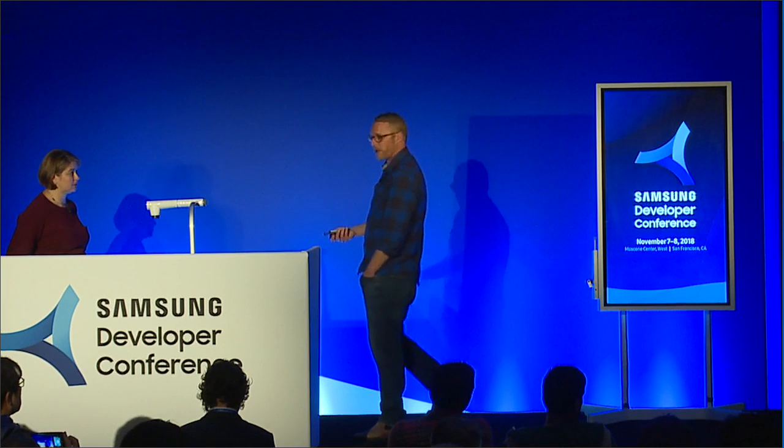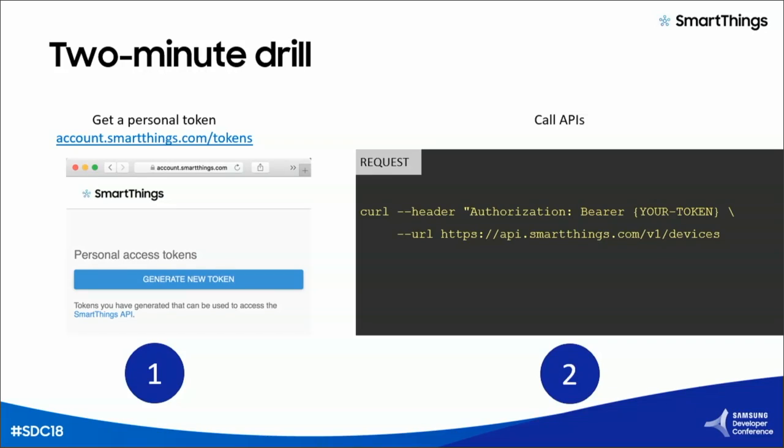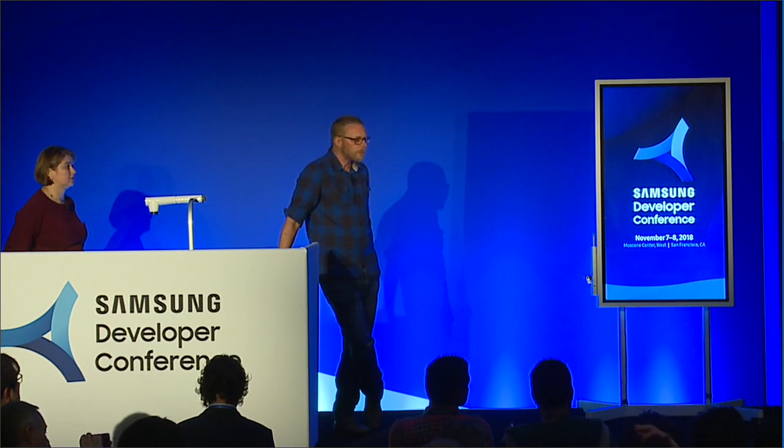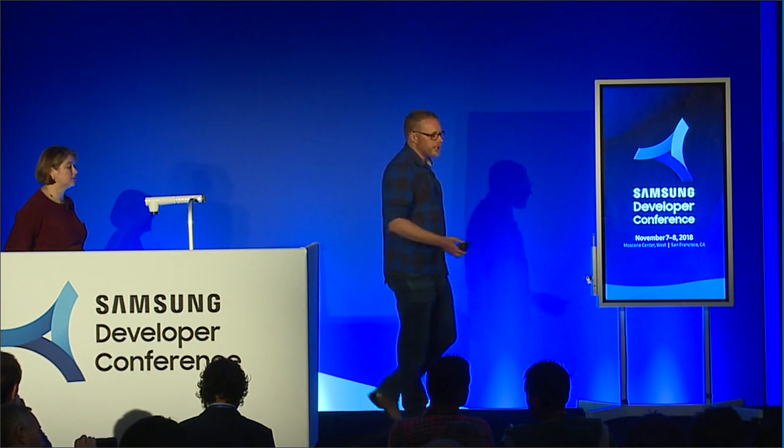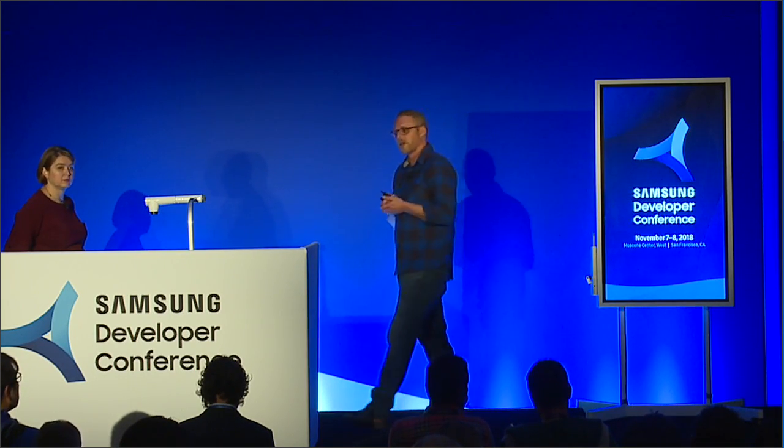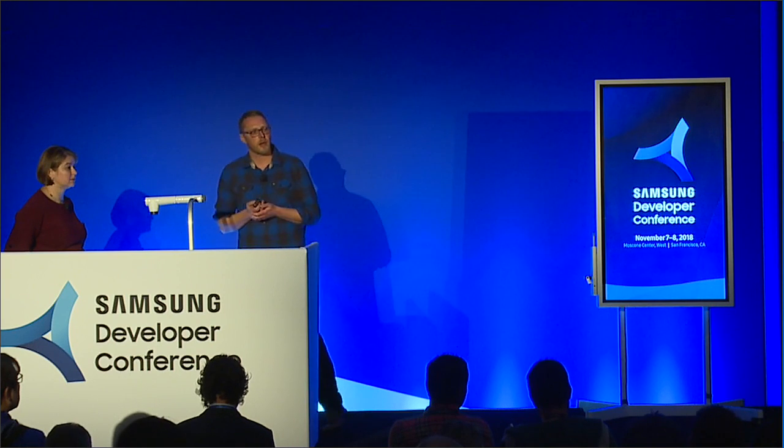And so when I'm interacting with a new developer tool or a new API, I want to get my hands on as fast as possible. So I call this the 2-minute drill. And this is where really in 2 minutes, we can go get a token, and we can start calling the APIs. So what you need to do is have a Samsung account, and then you go to the URL for the tokens page, get yourself a token, call APIs.